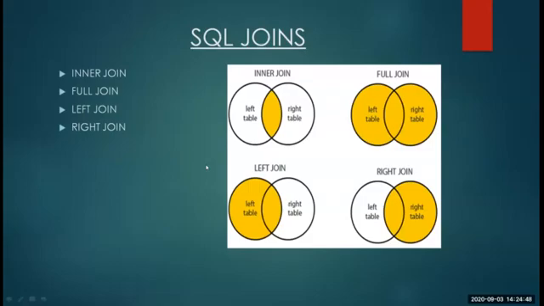And in case you want data from all the tables in spite of the common part, then you need to go for the outer join. Outer join is similar to the union concept, while inner join is similar to the intersection concept. Left join will have information about the common thing as well as the left table details, while right join similarly will have information about the common thing and the right side details.